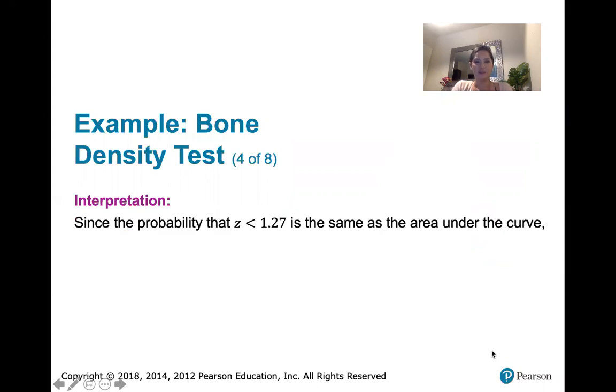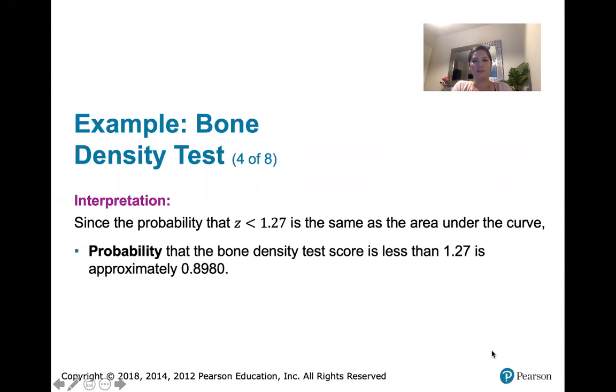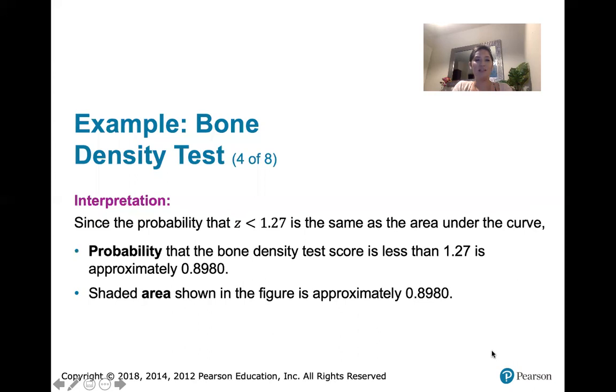So the way we interpret this is that the probability that Z is less than 1.27 is the same as the area under the curve. So that value of 0.8980 is the probability that a bone density test score is less than 1.27. It's also the shaded area under the curve. They are exactly the same. It will always be the same if you're talking about the area under a probability density function for a continuous random variable.